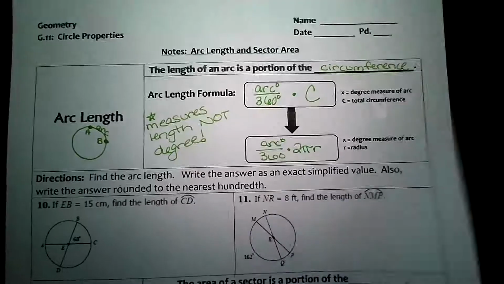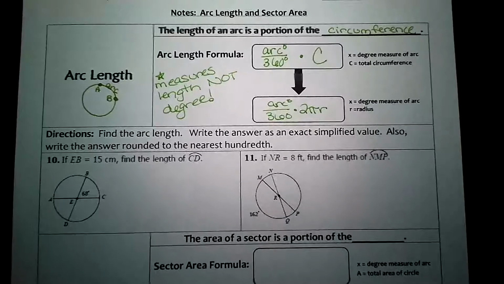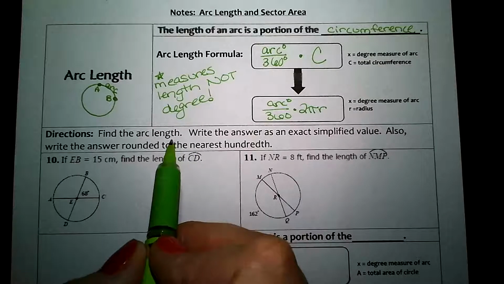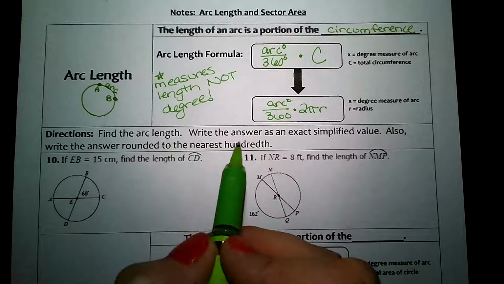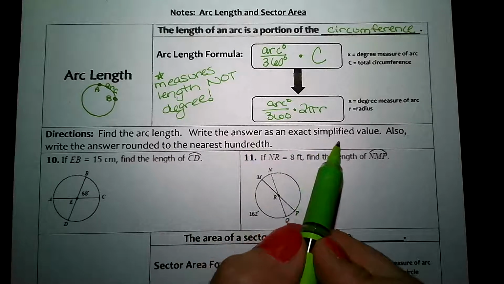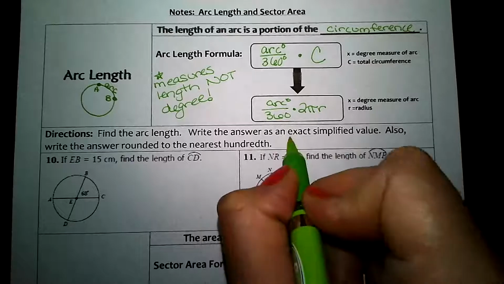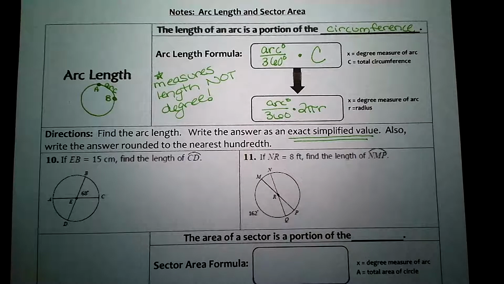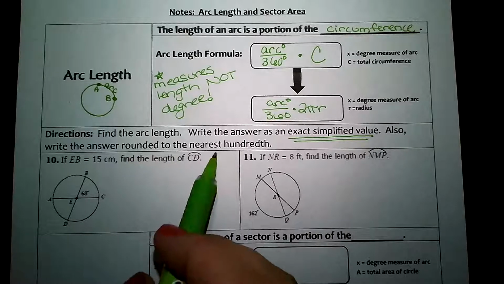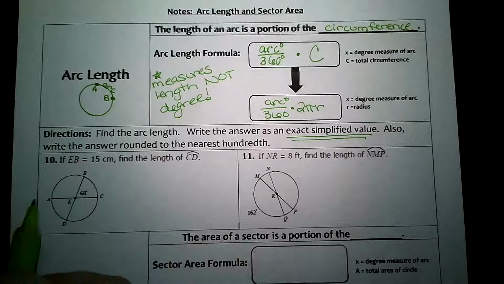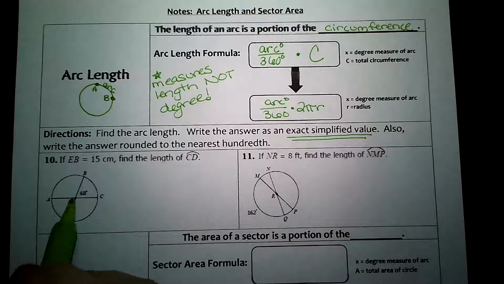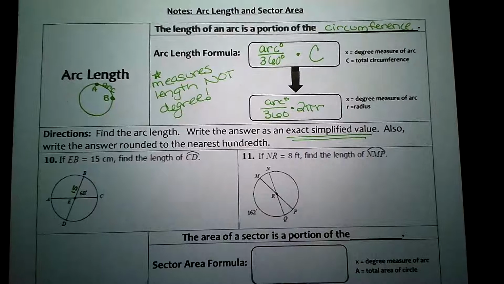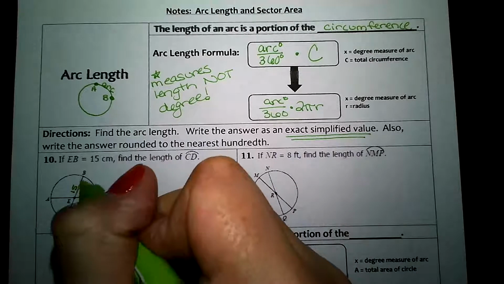Let's do a couple of examples. It says, find the arc length, not the degree measure. Write the answer as an exact simplified value. That's going to be new for us. Also, write the answer rounded to the nearest hundredth. Okay, so let's check out example 10 here. From E to B is 15 centimeters. Well, that's handy. That looks like our radius from E to B.